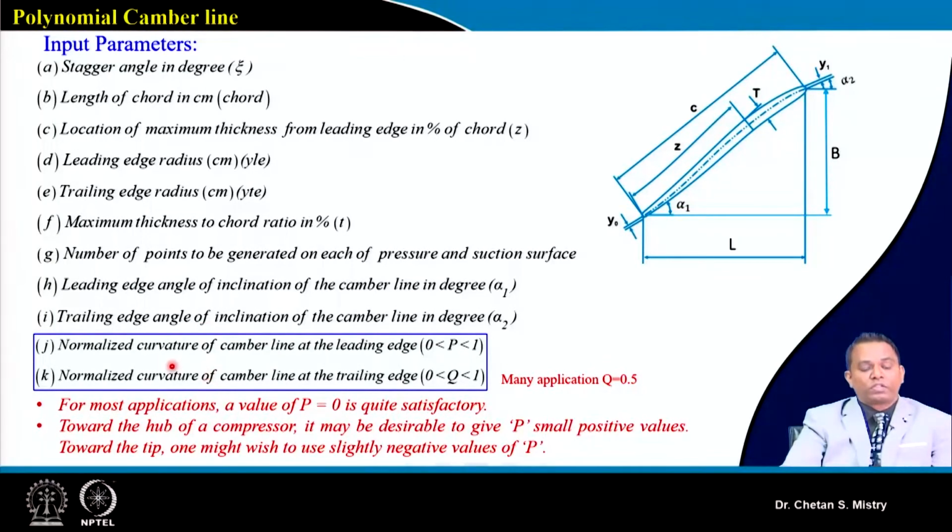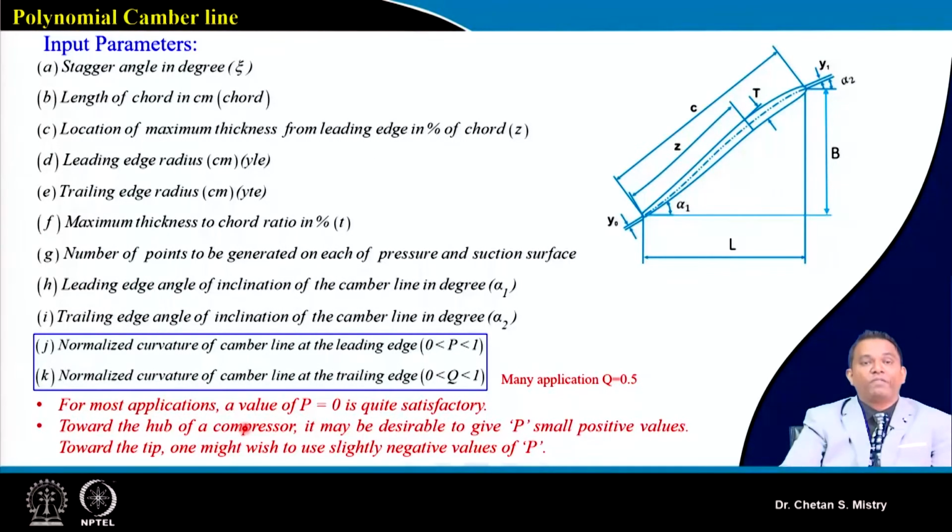We are also looking for the normalized curvature of the camber line at the leading edge, which we call P, in the range of 0 to 1. In the same way, the normalized curvature of the camber line at the trailing edge, we call Q. Conventionally, Q has a value in the range of 0.5. For most applications, we are not considering camber, or only slight camber, at the leading edge, and that's the reason why P equal to 0 is quite satisfactory.